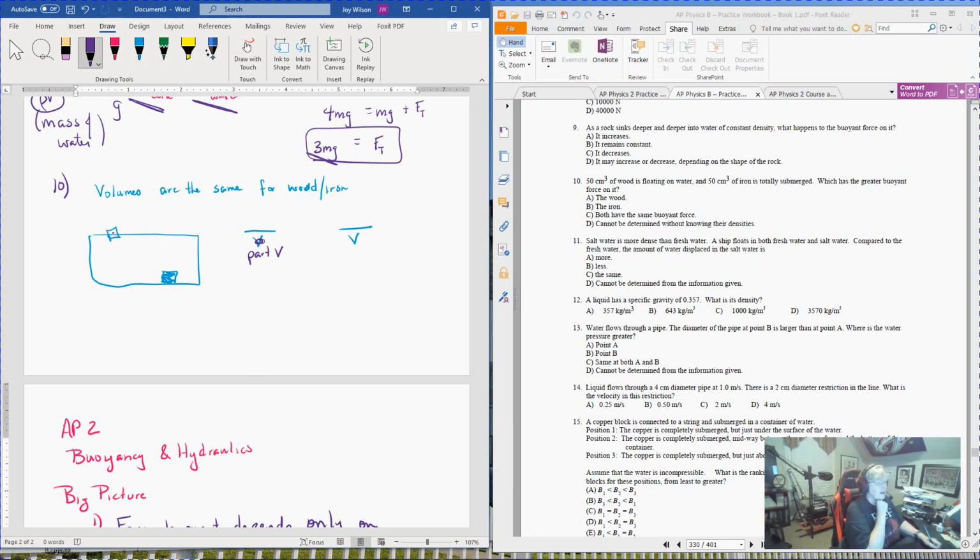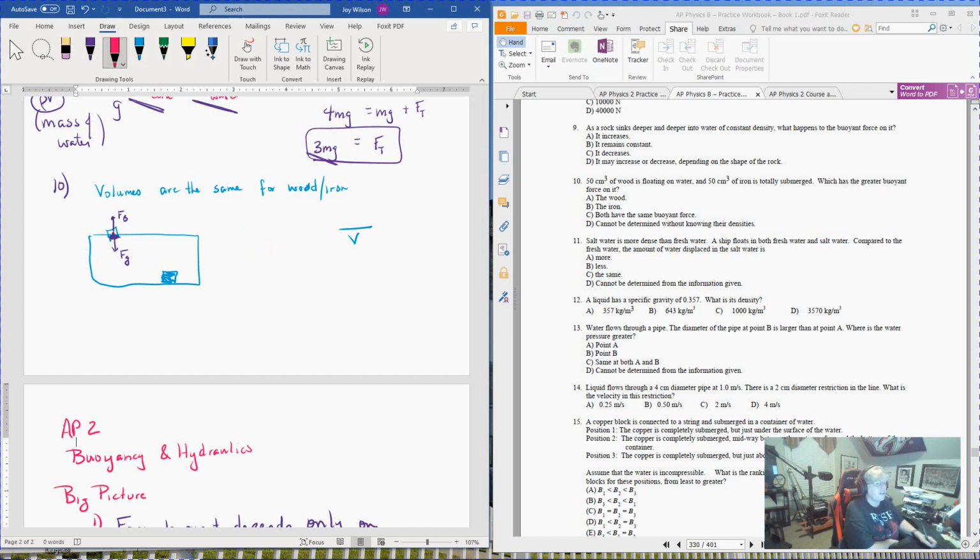So here's where we're at. The forces on this one would be force gravity down and force buoyant up. These two are exactly the same. But to get the buoyant force to be the same as the water's weight, we only need to cover a little bit of the wood with the water.